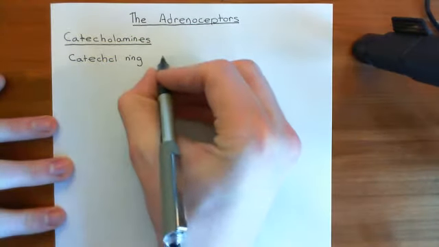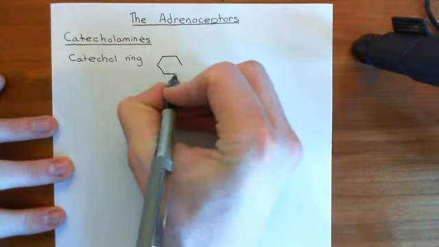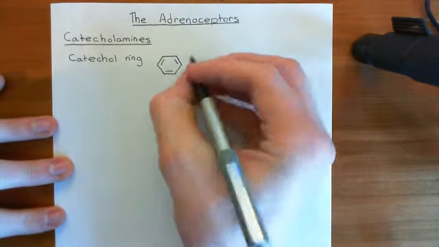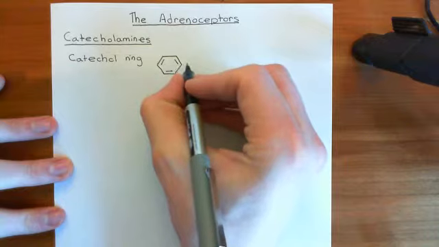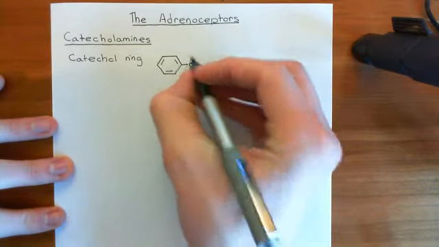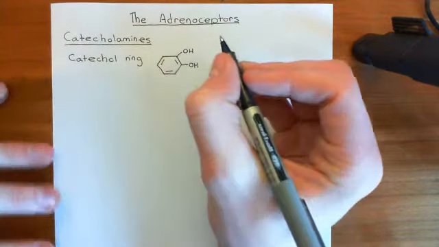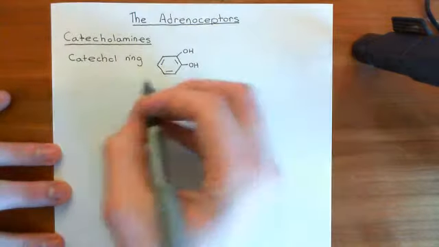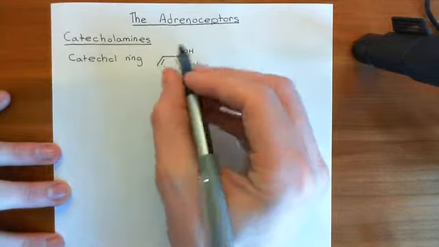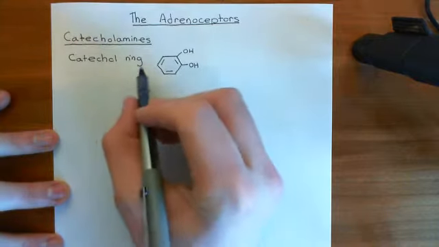A catechol ring is basically a benzene ring. So we'll start off with a 6-membered carbon ring here, like so, and then we've got alternating double and single bonds, and then you have 2 alcohol groups coming off this benzene ring, and they are adjacent to one another. Here's the first alcohol group, here then is the second alcohol group. Basically it's a phenol ring with an extra alcohol group on. So when you have a benzene ring with 2 adjacent alcohol groups coming off, that's called a catechol ring.